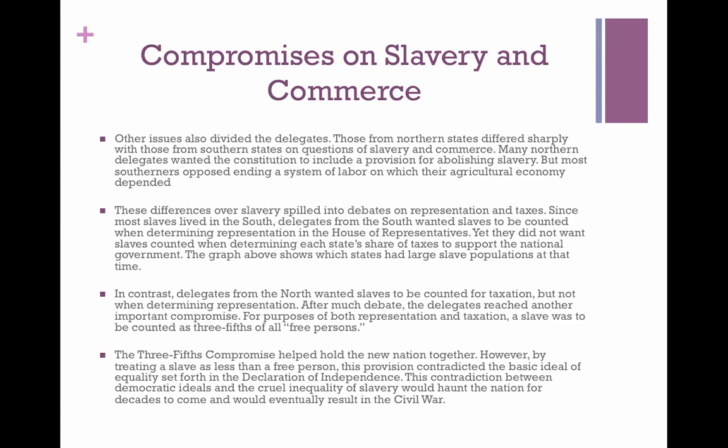After much debate, though, the delegates reached another important compromise for purposes of both representation and taxation, and a slave was to be counted as 3/5 of all, quote, free persons. The 3/5 compromise helped hold the new nation together. However, by treating a slave as less than a free person, the provision contradicted the basic ideal of equality set forth in the Declaration of Independence.